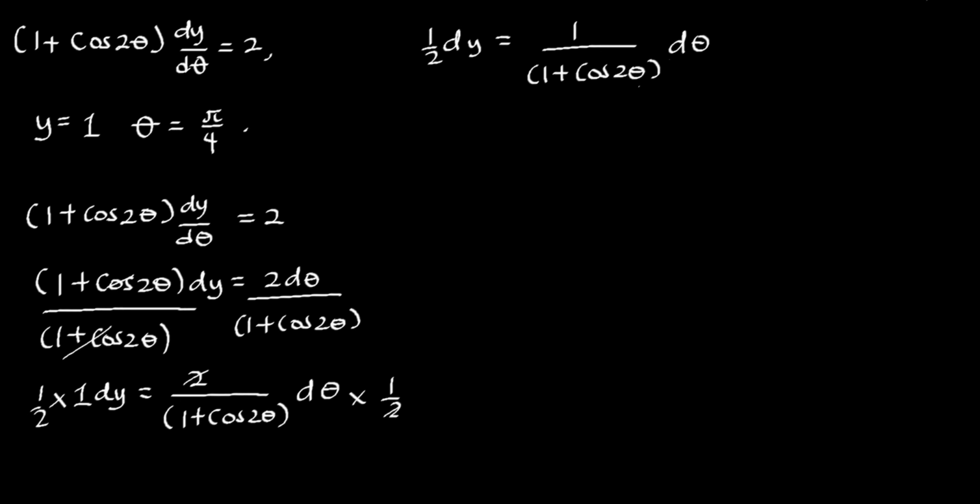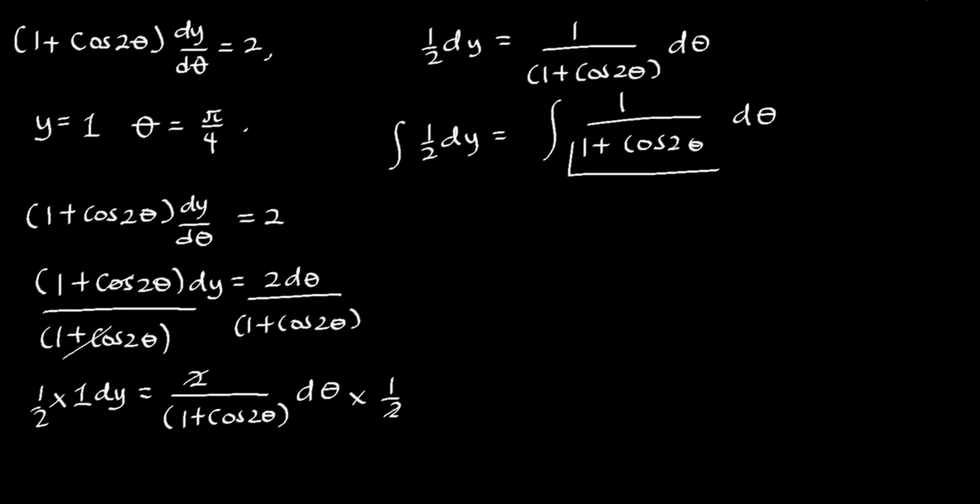Okay, so from here, we can introduce the integral symbol. So you're going to have the integral of 1 over 2 dy equals the integral of 1 over 1 plus cosine of 2 theta d theta. Okay, so integrating this term will be a little difficult. For this reason, I'm going to use a double angle identity, so that I can rewrite the denominator here.